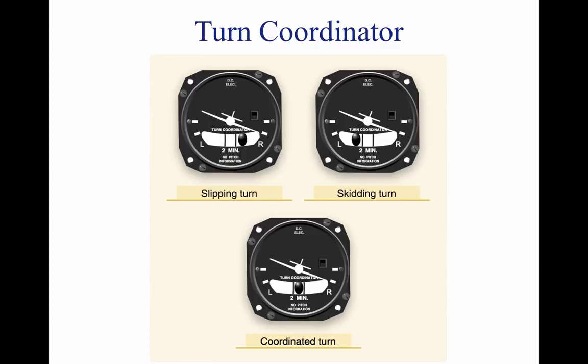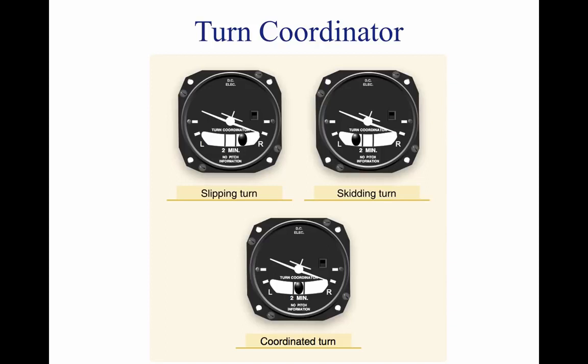If aileron and rudder are coordinated during a turn, the ball remains centered in the tube. If aerodynamic forces are unbalanced, the ball moves away from the center of the tube. As shown above, in a slip, the rate of turn is too slow for the angle of bank, and the ball moves to the inside of the turn. In a skid, the rate of turn is too great for the angle of bank, and the ball moves to the outside of the turn.